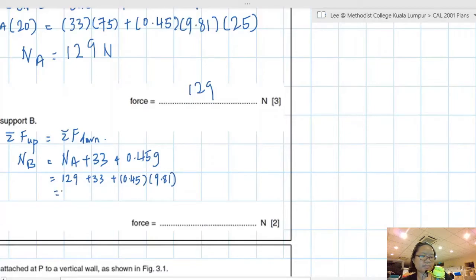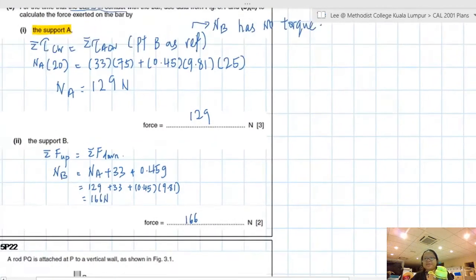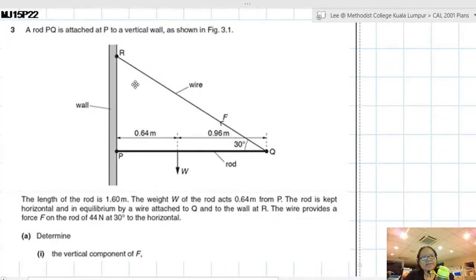Of course, if you want to make your life easier, you can always find what is 0.45 times 9.81 first. That will give you 166.